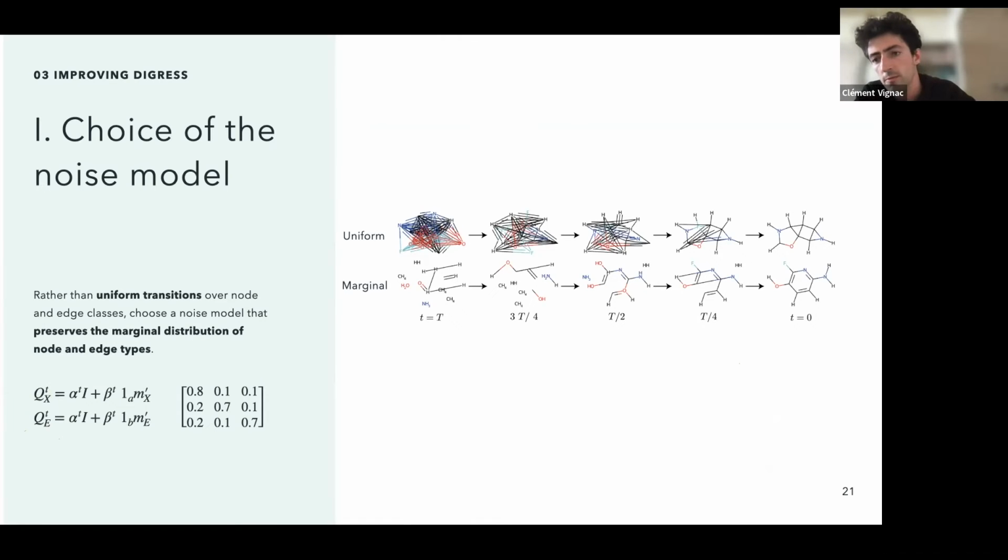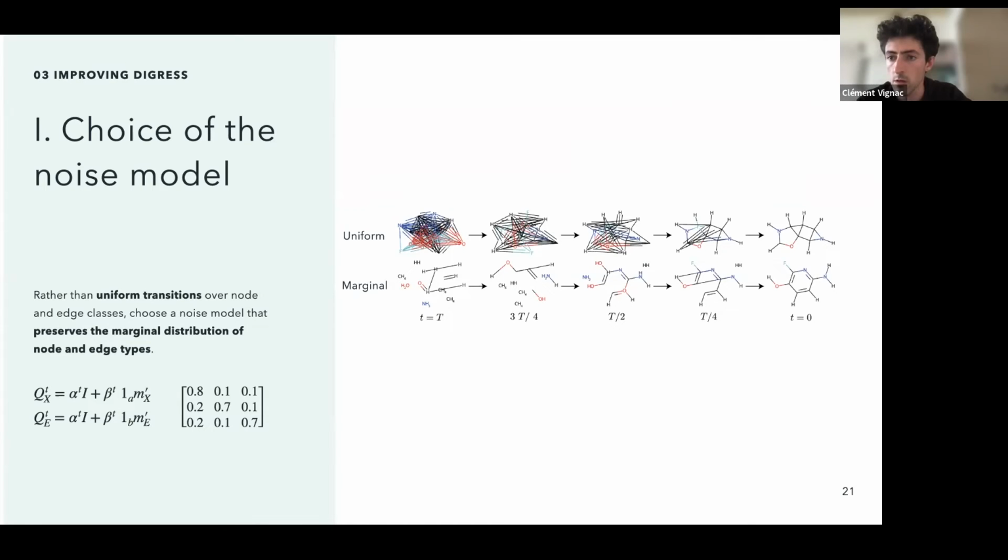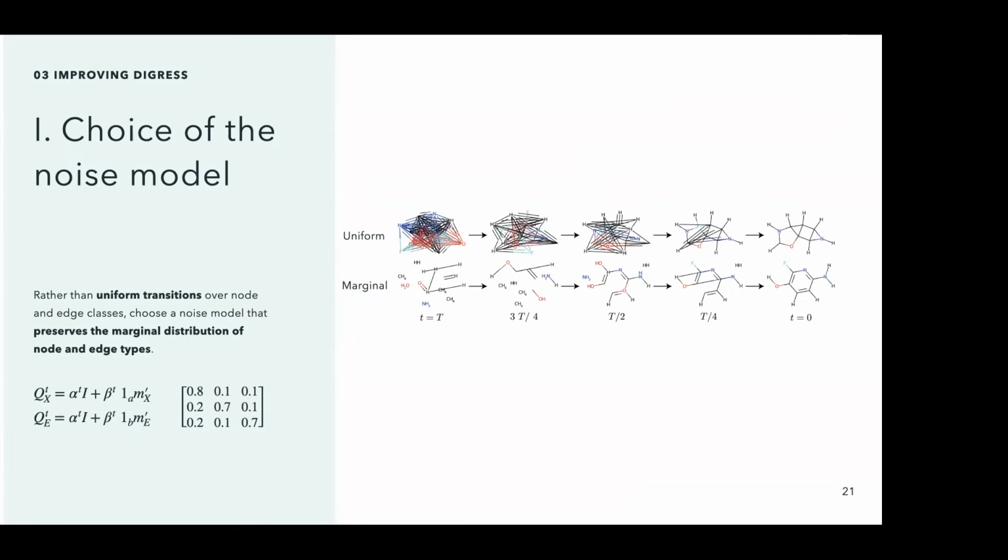So then we have a mathematical justification of why you would want to preserve the marginal distribution of node types and edge types. But I think that in the end, the most clear is this figure. How did you find the m_X bar and m_X prime and m_E prime, by just setting the normal probability of each node in the dataset? Yes, just computing it over the training set. Okay, thank you.